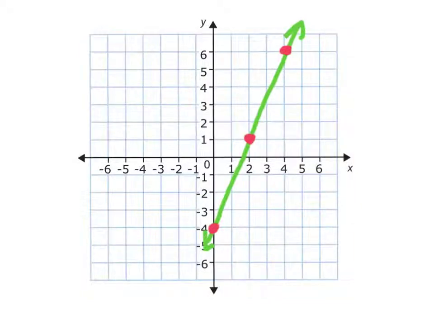I'm going to find the slope of this line visually by counting the rise over run. If I start at this point here on the line and I count my rise over run until I get to this point here, that will give me the slope of this line.